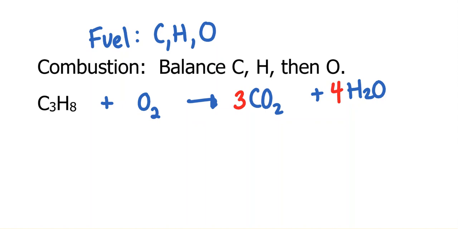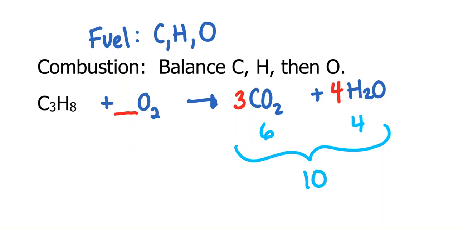Next, I'm going to balance oxygen, and what I'm trying to do is get the coefficient for right here. So I'm going to start by looking at my products, and I'm going to add up how many in each one. So in this carbon dioxide, I have 3 times 2, that's 6 oxygens there. And then here I have 4 times 1, there's 4. So in my products, I have a total of 10.